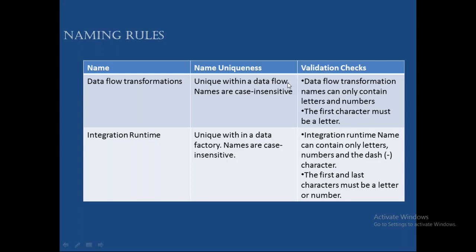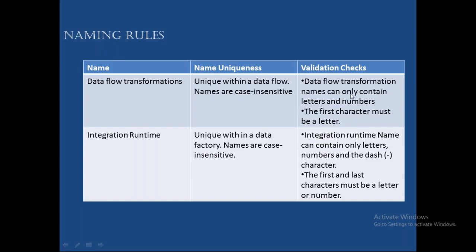Maybe you call the first transformation join 1 and the second transformation join 2. In the second data flow, you can again use join 1 or join 2, because there is no relation between data flow 1 and data flow 2. Both are different. So names should not be the same within a data flow. Names are also case insensitive. You can use a capital J in Join or a small j, but it's case insensitive, so you need to be careful.